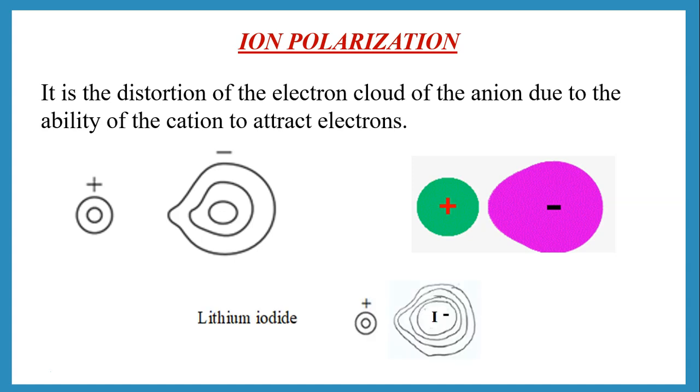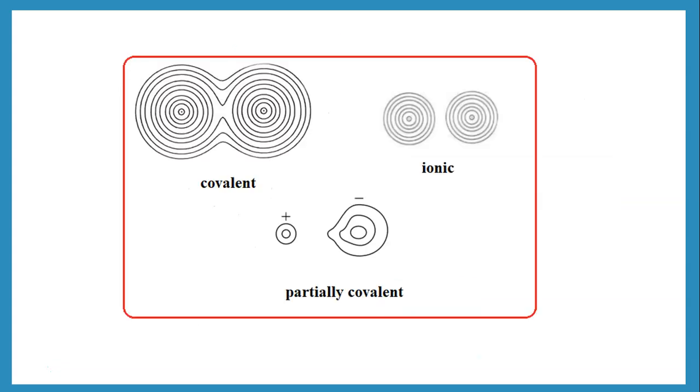And that means if I draw an electron density map, for example, for lithium iodide, I will find that the lithium is a positive ion. That's okay, no problem. The iodide is an ion that has several shells around it, but they are not exactly circular. They are pulled towards the positive ion to indicate that there is what we call ion polarization.